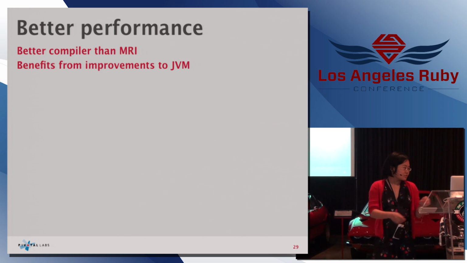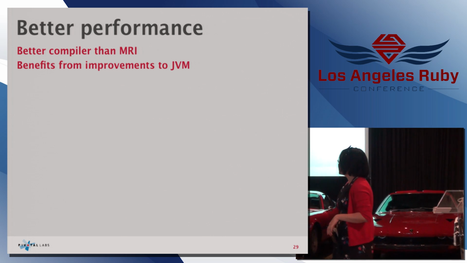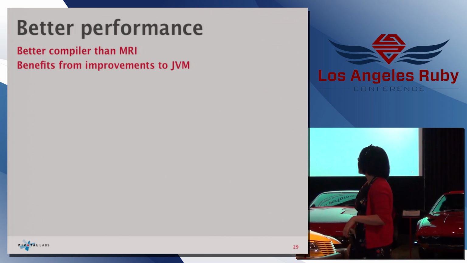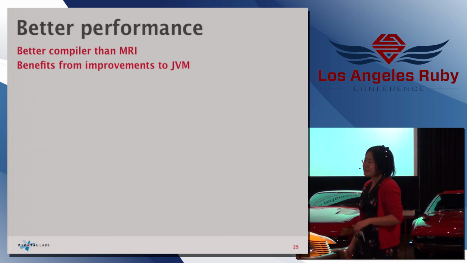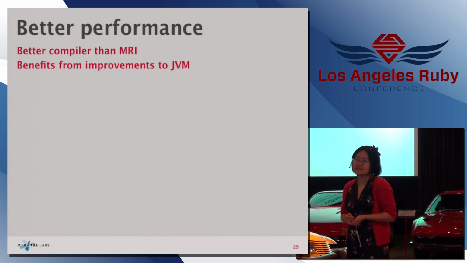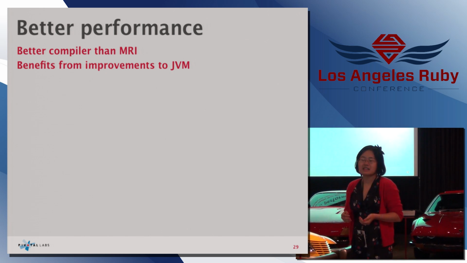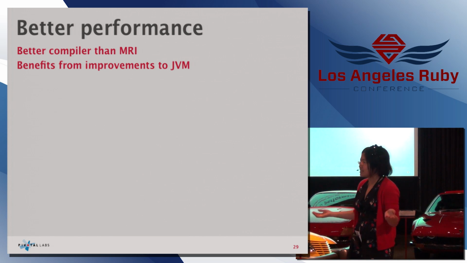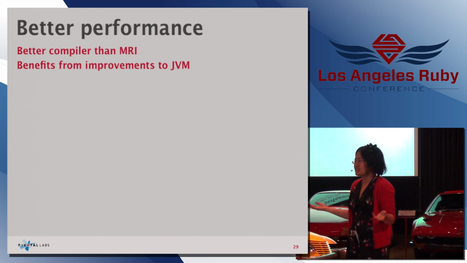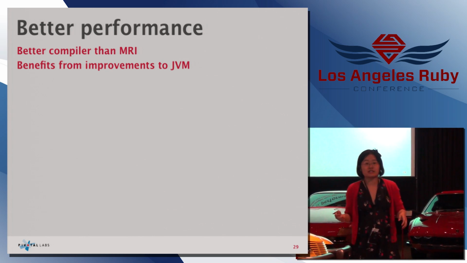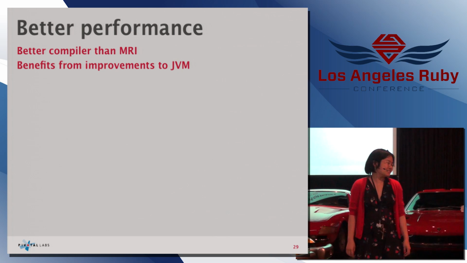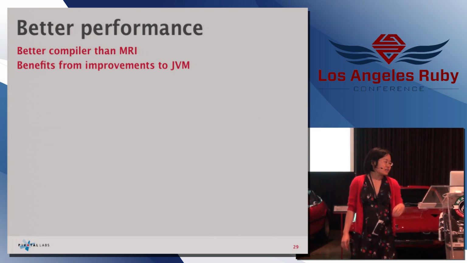So the third most compelling reason about using JRuby is that it offers better performance. Simply put, it's a better compiler than MRI, and it benefits from improvements to the JVM, which is continually under development. As you might know, Java 7 is out, and it has special support for dynamic languages, which JRuby leverages, and I've heard latest reports that this makes it even faster.